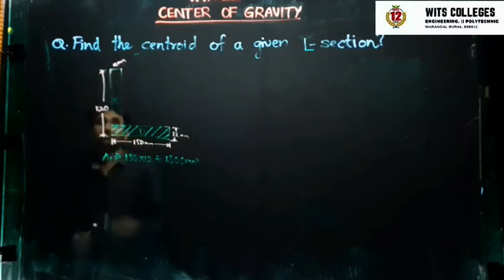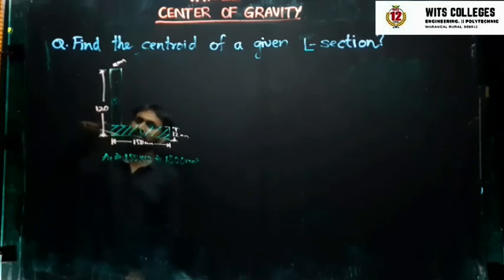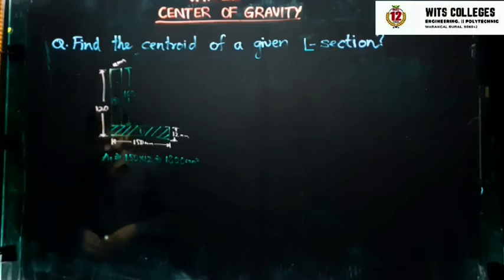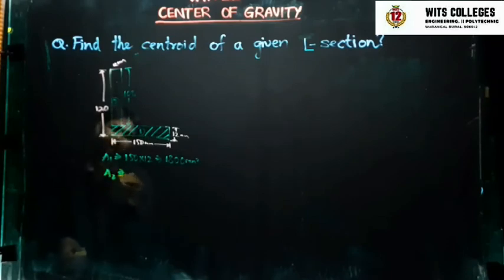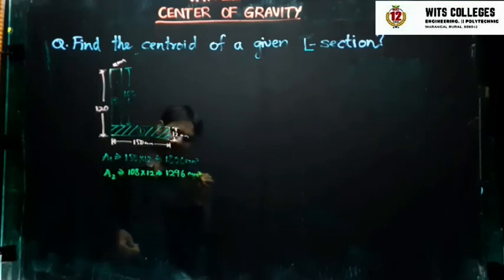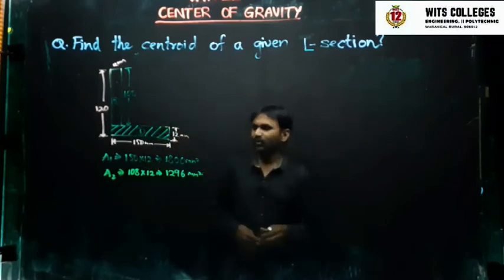Similarly, you need to find out A2 also. The 120 is from top to bottom, but you have deducted some amount from this, so the remaining portion will be your B. So 120 minus 12 will be 108. This is the length and width of section number 2. Now A2 is equal to 108 into 12, which will be 1296 mm square. So you got A1, you got A2.